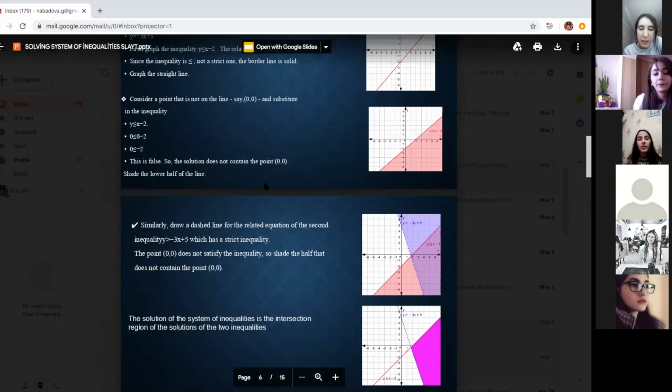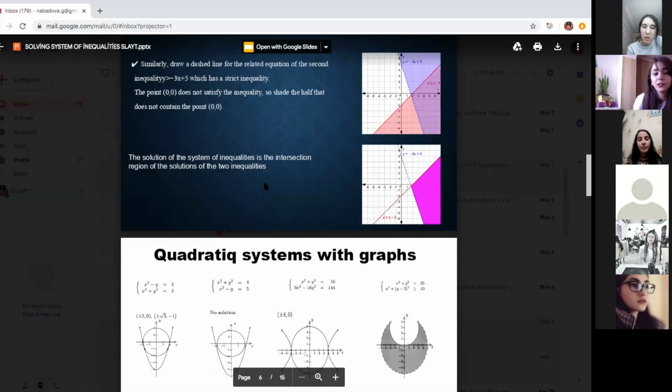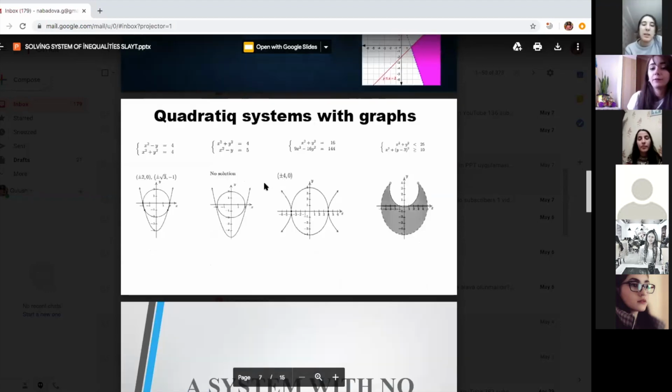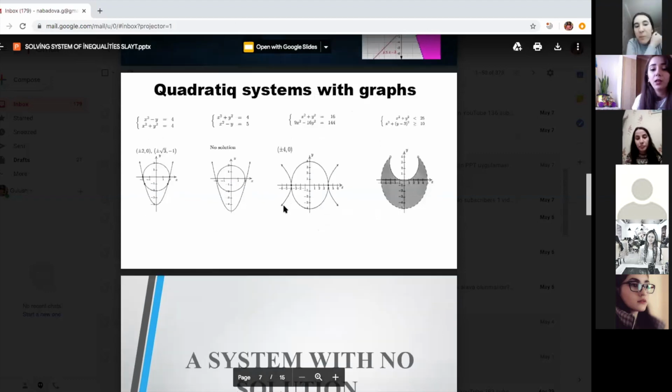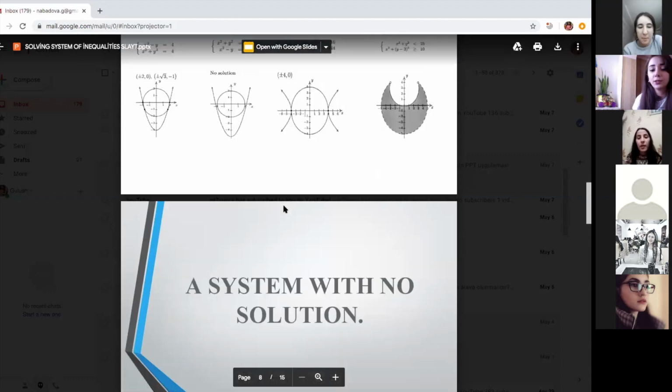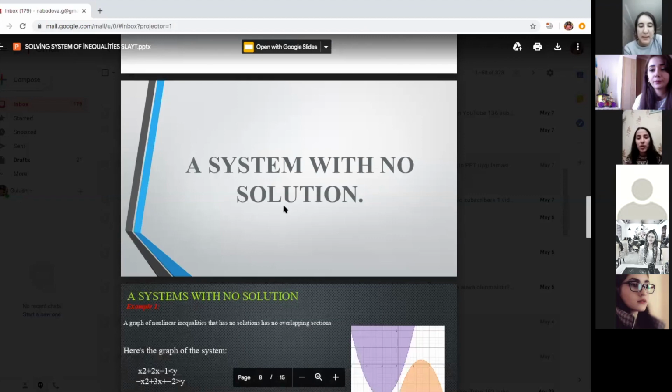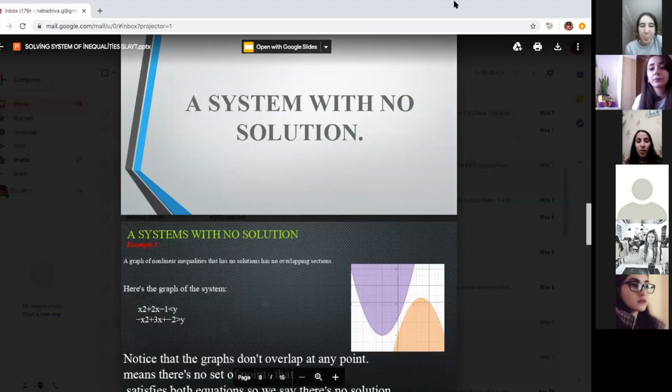Next page. Okay, quadratic systems with graphs? Yes, there are some examples about quadratic systems with graphing methods. Great. Okay. And the system with no solution, yes? Yes.